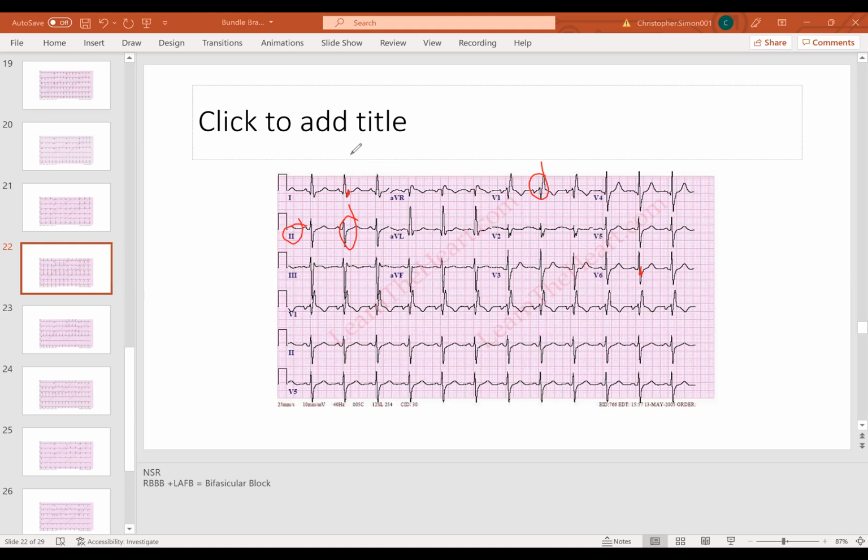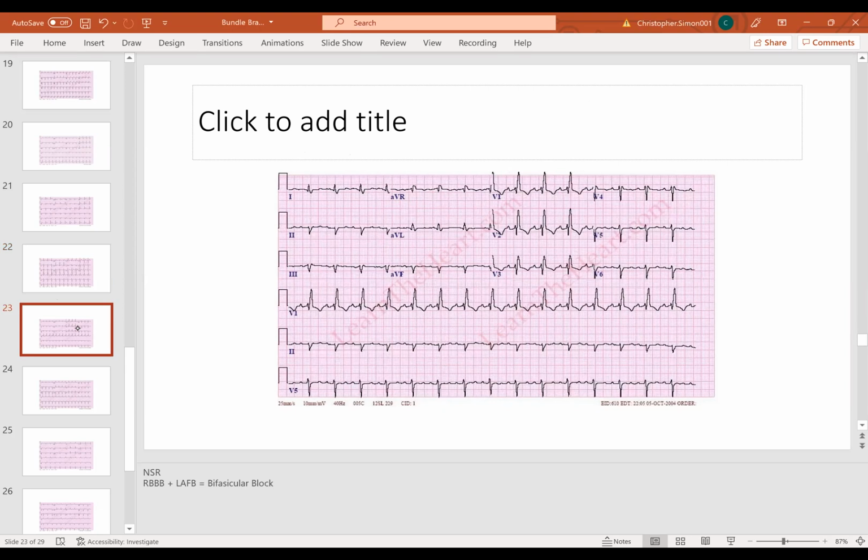Because you have a right bundle branch block and a left anterior fascicular block in the same thing, we call that a bifascicular block. All right. So pretty much the same thing over here again.